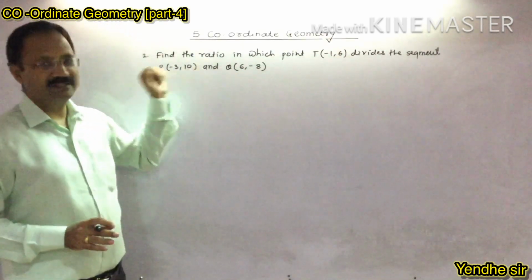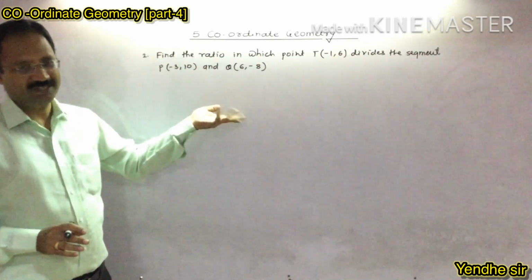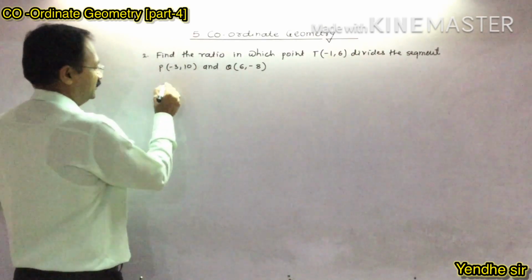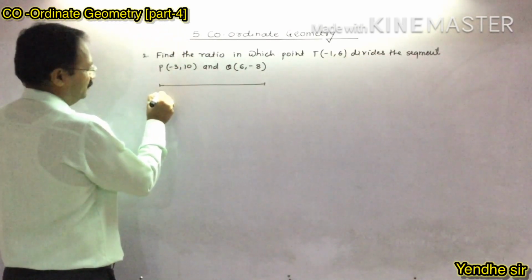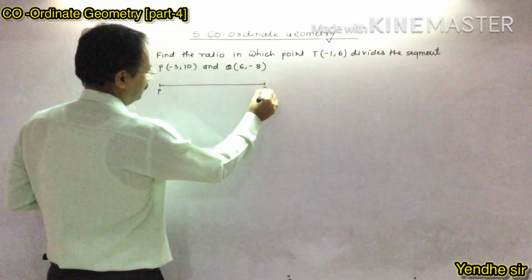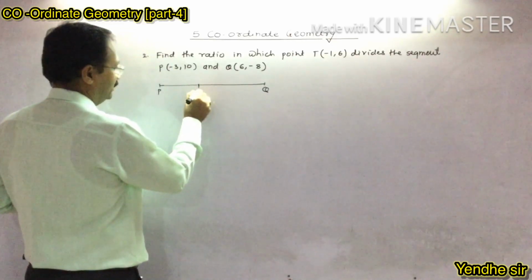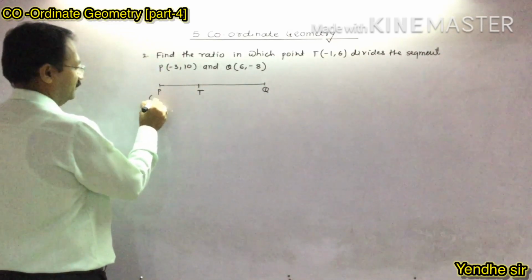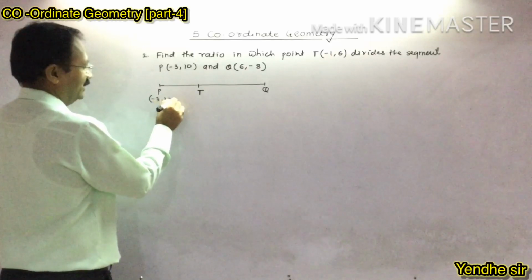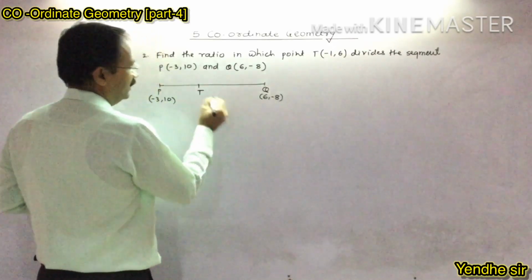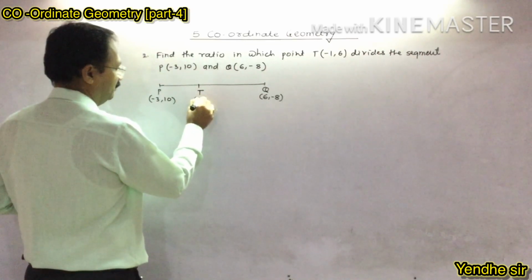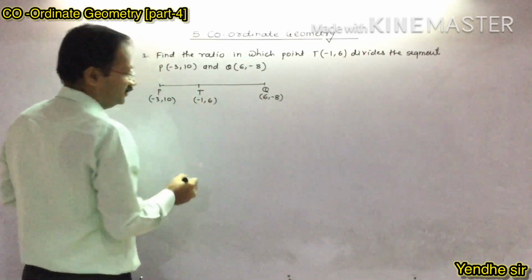So here the word is ratio, so I am going to use the section formula. Let's draw the diagram first. Which is the segment? PQ is the segment, and T is the point here. P's coordinates are given as (-3, 10), Q's coordinates are (6, -8), and T's coordinates are (-1, 6).